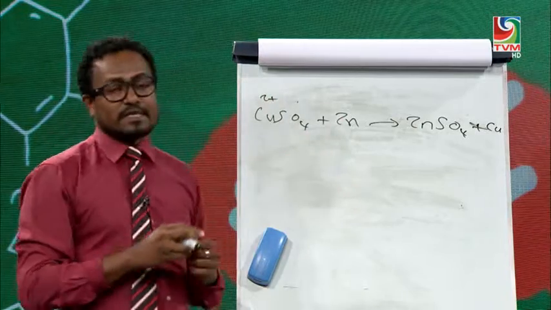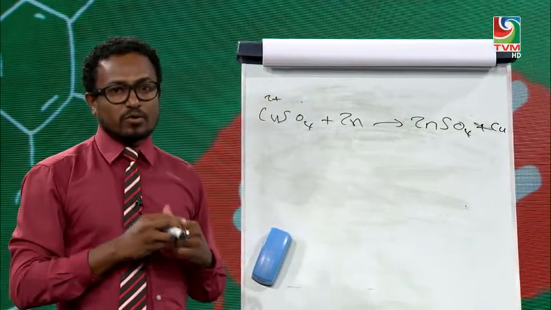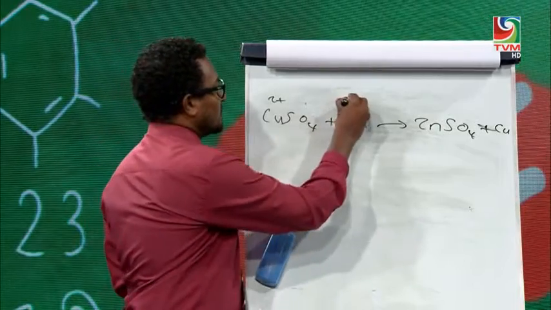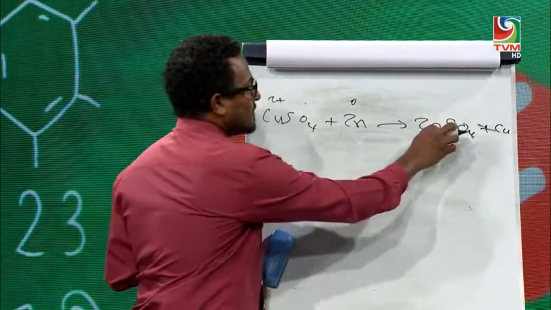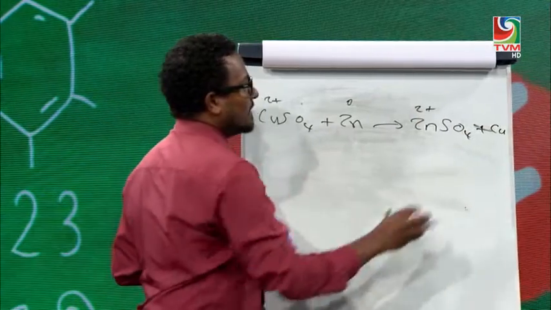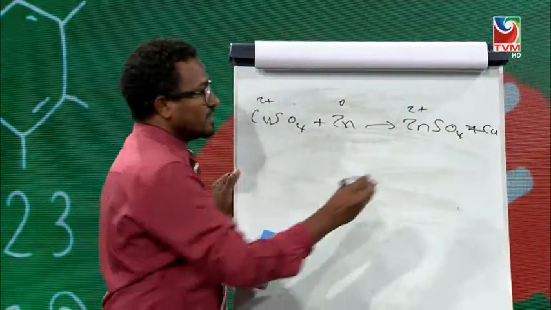What's the oxidation state of zinc here? Zinc element, it is 0, because all elements have the oxidation state 0 in their elemental state. So this is 0, and here the oxidation state of zinc is 2+. And here the oxidation state of copper is again 0.